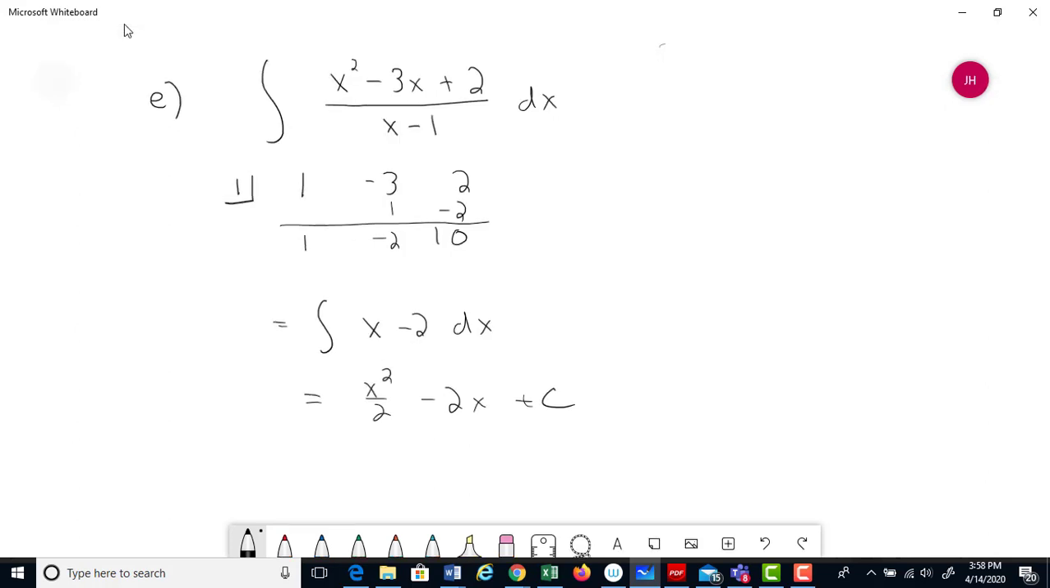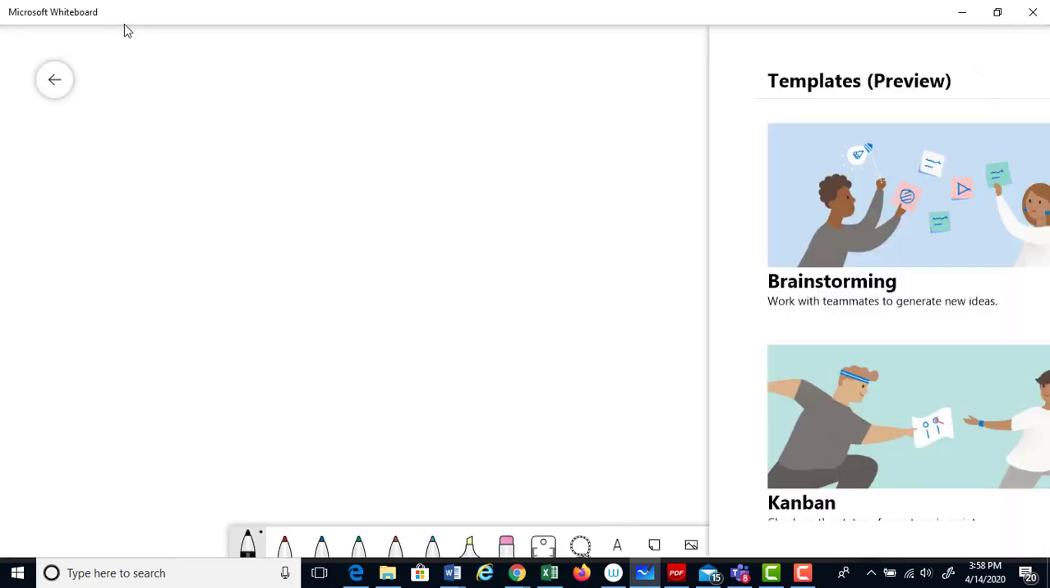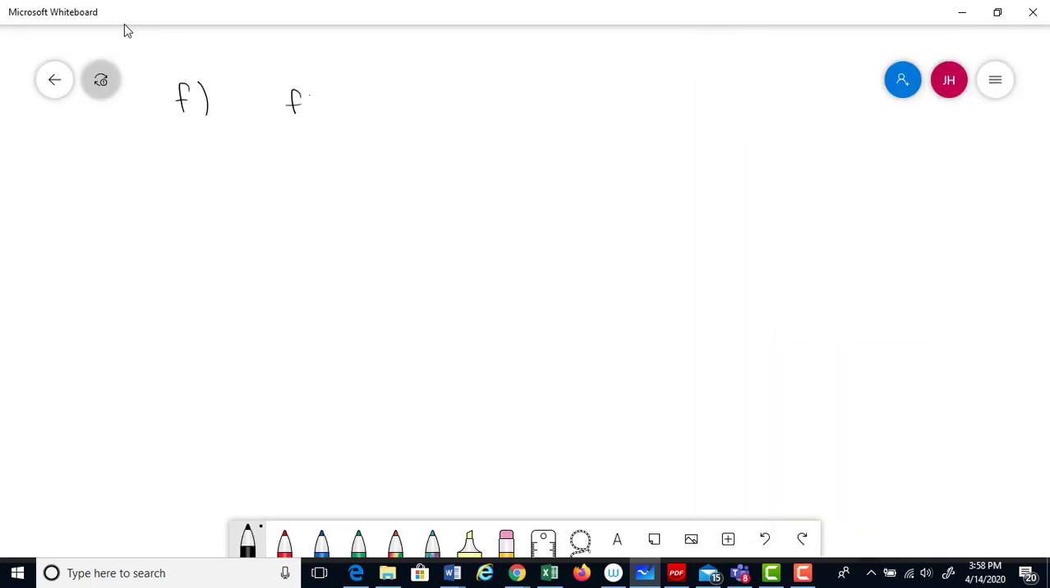What would have happened if we had something left over? So f of x is equal to x cubed minus 5x squared plus x minus 3, and I'm going to go all over x plus 2. So, my bad, I want to do this instead. I want to find the antiderivative.